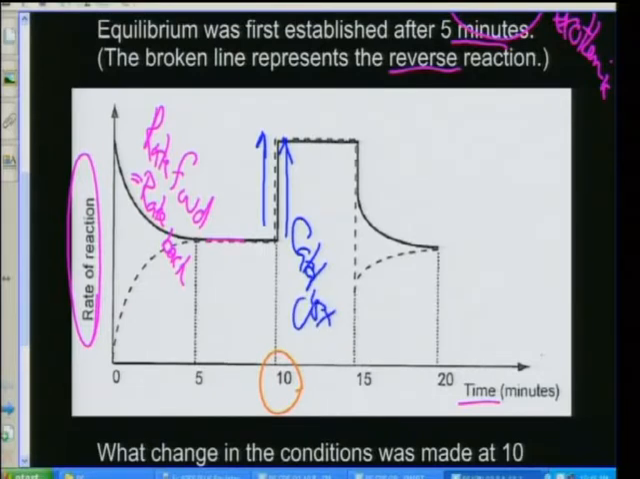An addition of temperature will increase one of them more than the other. Yes, they will both increase, one of them more than the other though. Remember, which one's going to increase more? Well, we recognize that if you increase the temperature, you're going to favor the endothermic reaction. So the endothermic reaction will increase. The exothermic reaction will increase as well. The endothermic reaction will increase more. So we recognize it's not temperature.